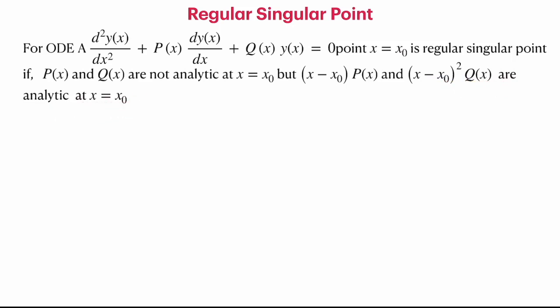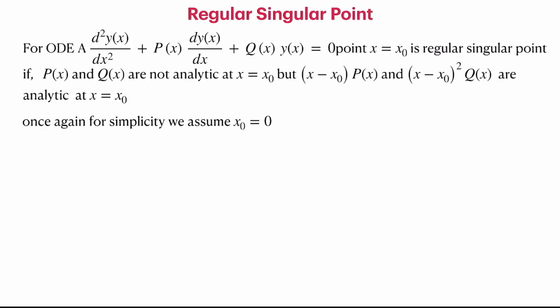That means we have some freedom for the functions p of x and q of x. P of x can have a simple pole while q of x can have a pole of order 2. Then such points are called regular singular points. It is to say that it is almost regular.